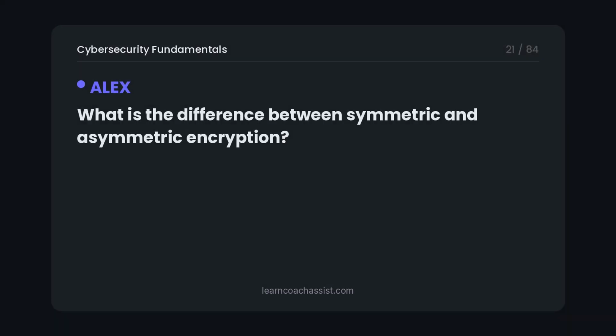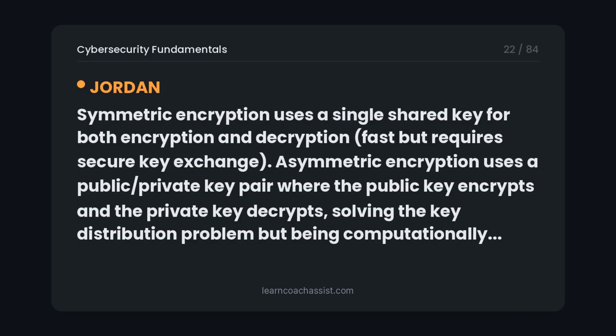What is the difference between symmetric and asymmetric encryption? Symmetric encryption uses a single shared key for both encryption and decryption, fast but requires secure key exchange. Asymmetric encryption uses a public/private key pair where the public key encrypts and the private key decrypts, solving the key distribution problem but being computationally slower.